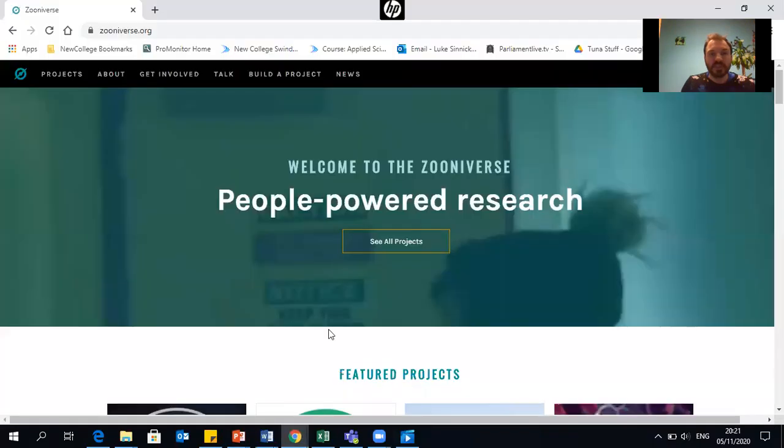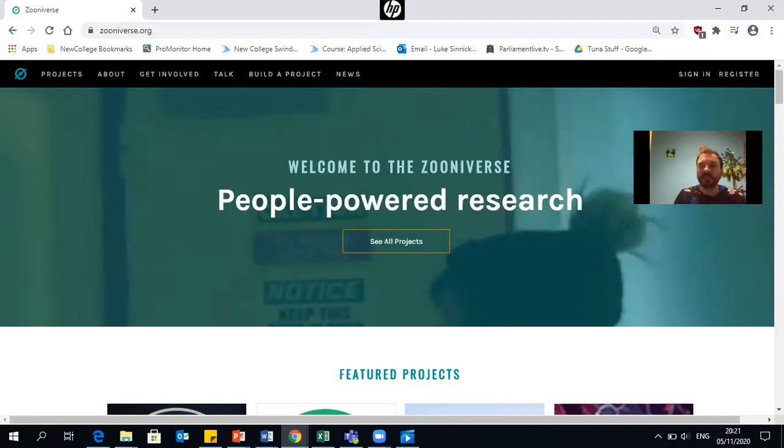So the website that's good for this is one called Zuniverse. If you look at the top, you have to search for zuniverse.org and it comes up with this website. Now, you can register. It's very simple to register. You just need to make up a username and an email address, but you don't have to.